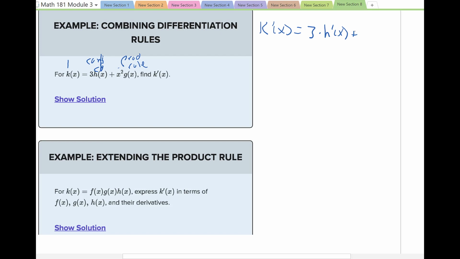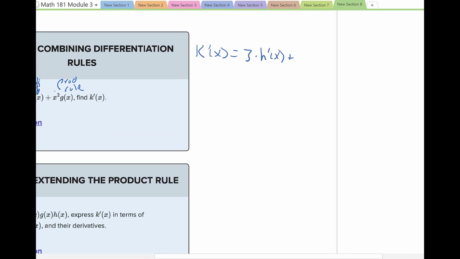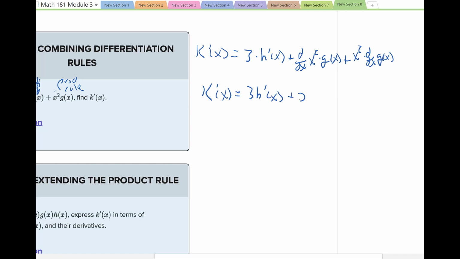plus, now the product rule comes in place where we have that x squared times g of x. So we're going to end up with the derivative with respect to x of x squared times g of x plus x squared times the derivative of g of x. So our k prime of x, sorry about the dogs barking, it's going to be 3h prime of x plus 2x g of x plus x squared g prime of x. And that's it.